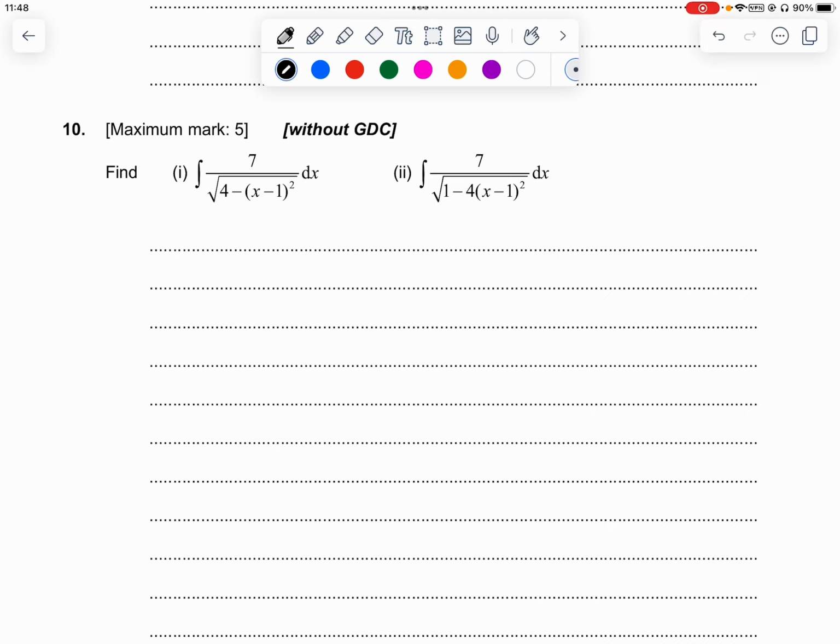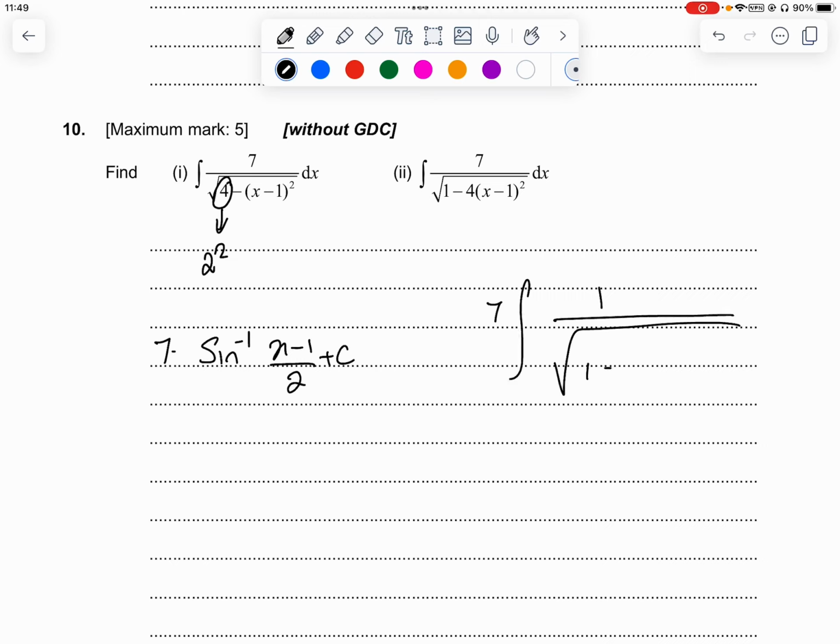Question number 10. This is again in the form of sine inverse. So this 4 can be written as 2 square. So 7 times sine inverse of (x minus 1) upon 2 plus c. Then 7 outside, integral of 1 upon square root of 1 minus (2(x minus 1)) whole square dx. So it becomes 7 upon 2 sine inverse of (2x minus 2) upon 1 plus c.